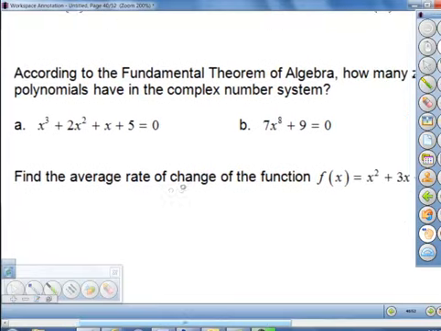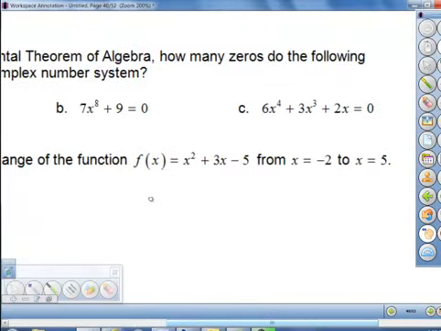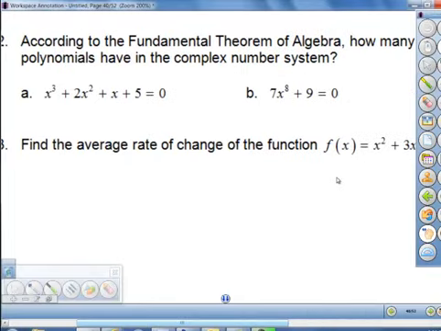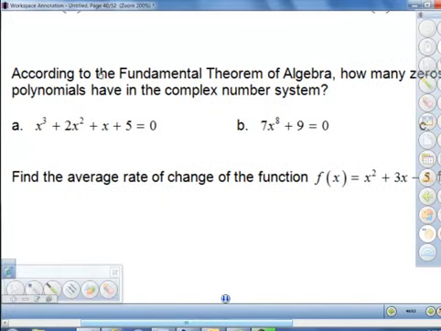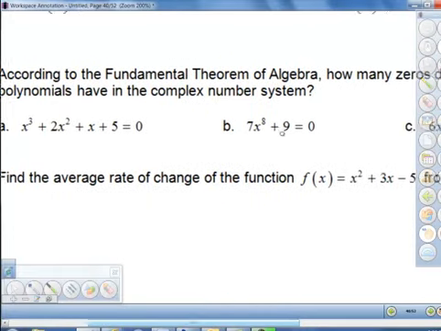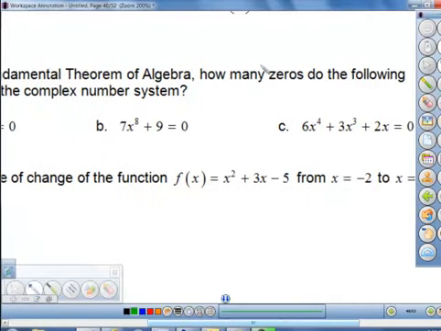All right. Next, it says, according to the fundamental theorem of algebra, how many zeros do the following polynomials have? Okay, now look, this isn't intimidating. Look at, according to the fundamental theorem of algebra, right? It feels like you're talking to a college professor, okay? But there's a couple words that we understand here, like zeros. Yeah, zeros are solutions. We've seen that before.